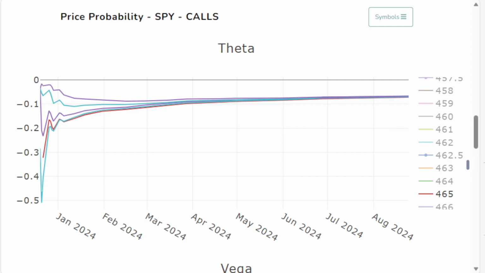To recap, theta represents the rate of time decay of an option's price. Theta has a higher impact on short-term options and is a critical factor that should be considered especially for options near expiration. And that's theta demystified.